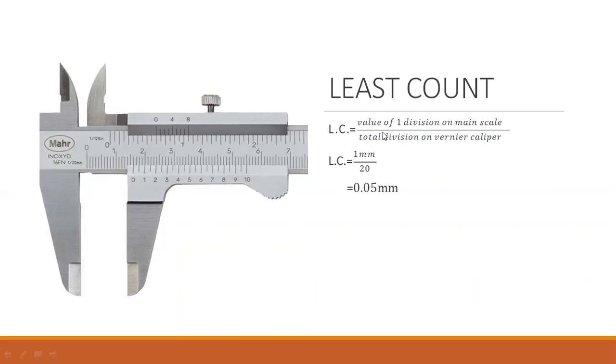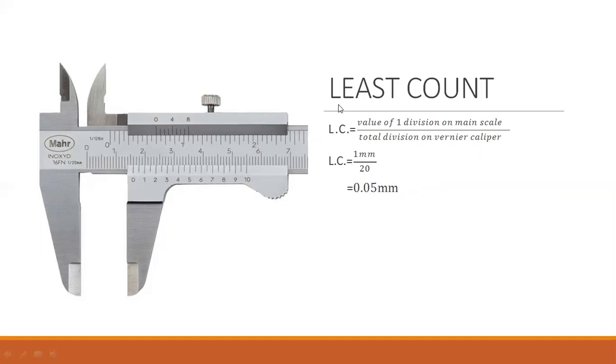So last count is equal to the value of one division on the main scale, as I told you in the previous slide, over the total divisions on the vernier scale. If the value of one division on the main scale, you can see here, from 0 to this first line, is 1 millimeter, okay? So 1 millimeter over the total divisions on the vernier caliper. On this vernier caliper the total divisions are 20. So you divide 1 by 20. So the minimum measurement which can be taken by this vernier caliper, manufactured by Meher, is 0.05 millimeter.